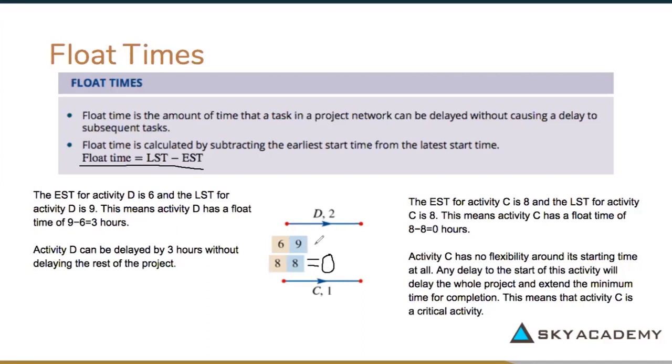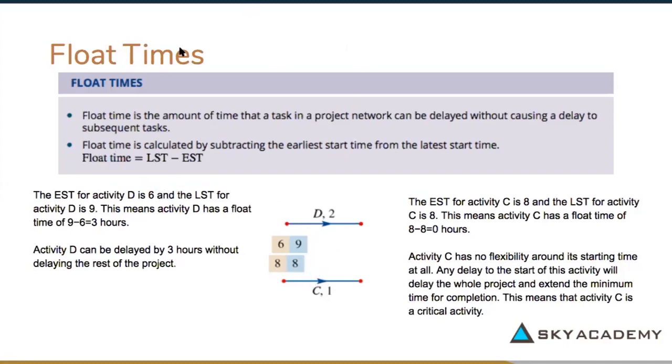Now what this means is that activity C has no flexibility around its starting time. It must start on time, otherwise it will affect other activities in the project. Whereas activity D has a float of 3, which means it can be delayed, or it can just be floated or waited for 3, without affecting any of the other activities in the network or in the project. So that's what float times are. Now let's go to the next slide.